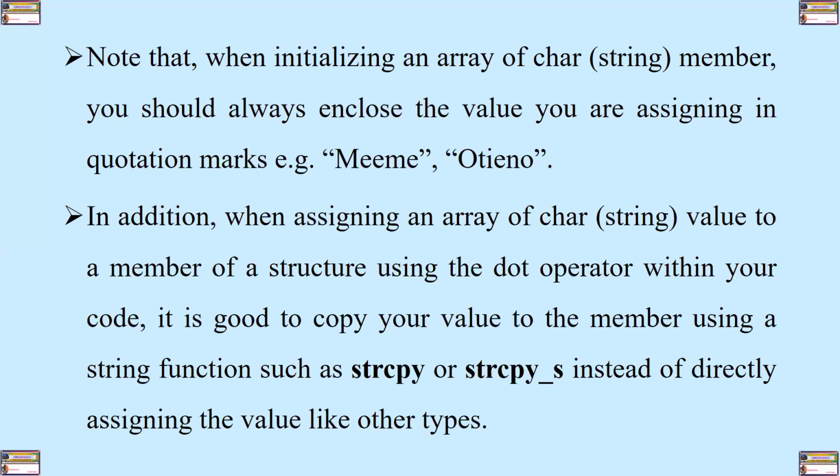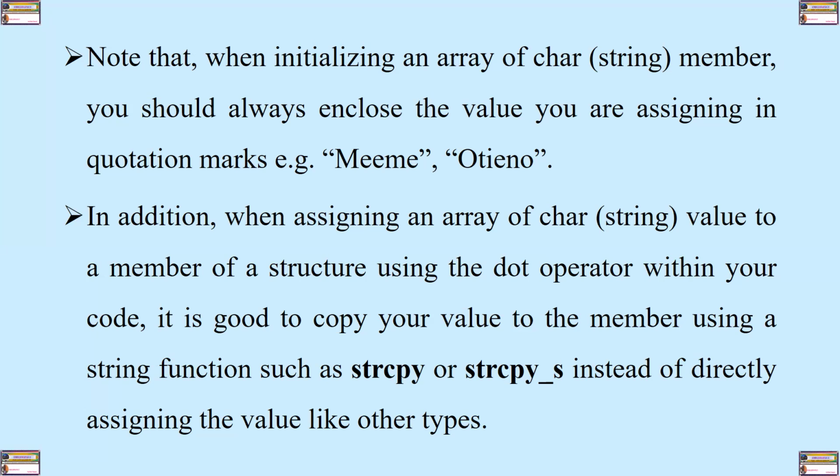In addition, when assigning an array of char or string value to a member of a structure using the dot operator within your code, it is going to copy your value to the member using a string function, such as strcpy or strcpy_s, instead of directly assigning the value like other types. Why? It is because the size of the value, or the number of characters that you want to assign to the member, might not be exactly equal to the size that has been defined.